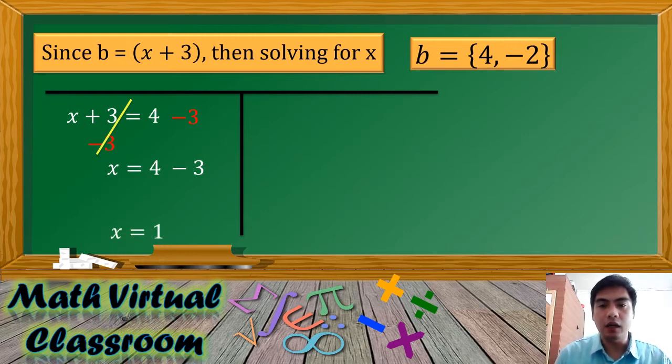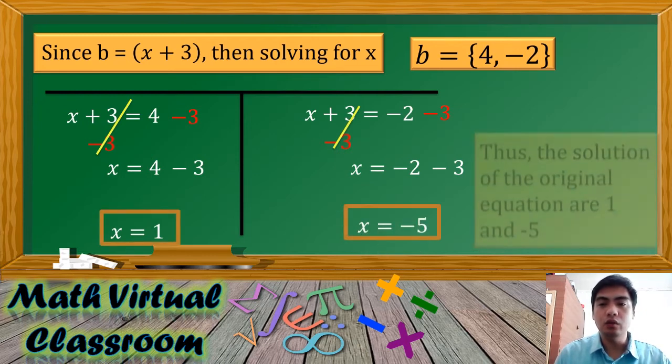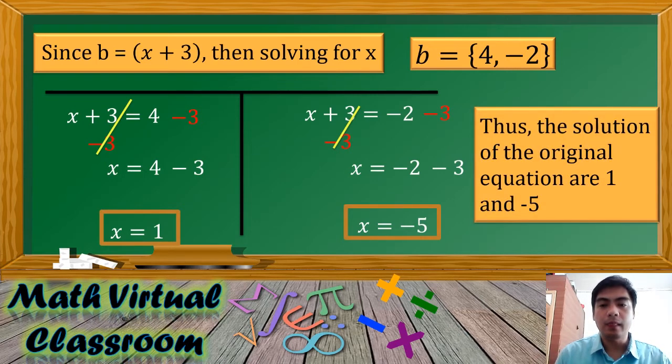Now let us have the other one. x plus 3 is equal to negative 2. So to isolate x, we have to add negative 3 on both sides of the equation. Again, this will be 0 by additive inverse. x now is equal to negative 2 minus 3. And negative 2 minus 3 is equal to negative 5. Therefore, the solutions of the original equation are 1 and negative 5.